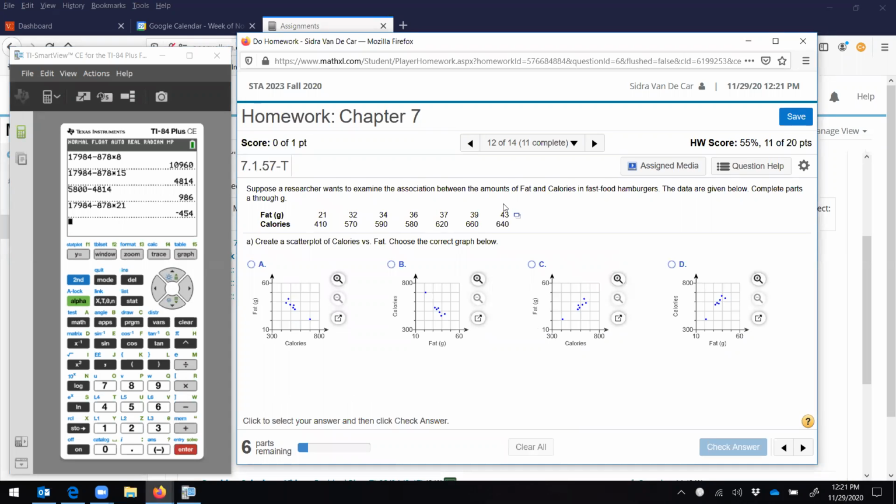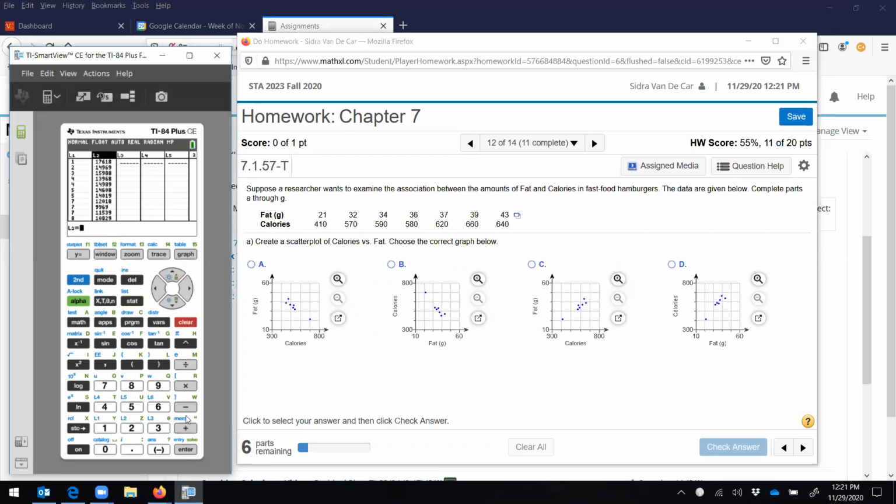Suppose a researcher wants to examine the association between the amounts of fat and calories in fast food hamburgers. Okay, so let's go to stat, edit. Let's clear this and clear that. All right, so our fat is 21. Nope, calories versus fat. So I want to do calories on the X. Okay, 410.